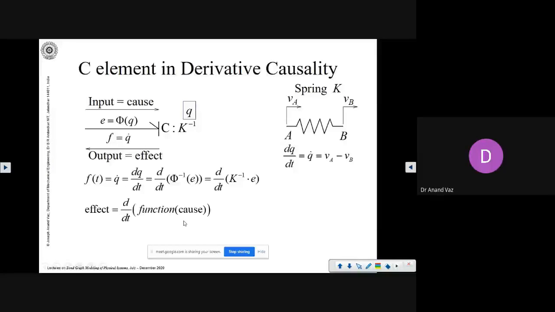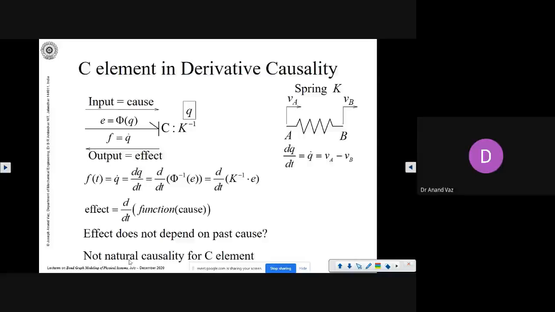And this is actually not something which happens in nature, because we know that the cause has to be taken into consideration right up to the present. Now this does not take into consideration the past history of cause. And so this is not a natural form of causality for the C element. It is not a natural form of causality, because the effect does not depend on past cause up to the present.